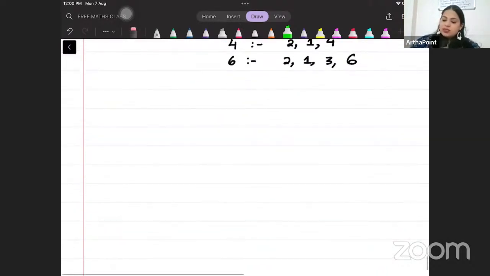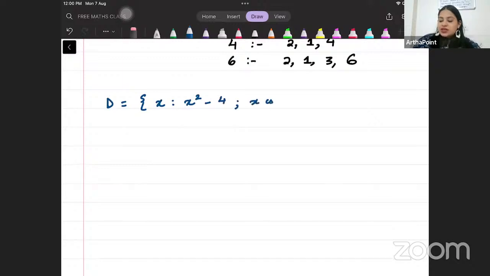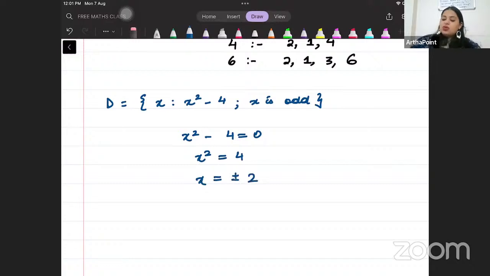Let's come to the next example now. D. D says x is such that x square minus 4 is 0, but x is odd. Then beta, this is also an empty set. Why? Because if x square minus 4 is 0, then x square will be 4. Then x will be plus minus 2. So beta, this is even. x is not odd. So this is incorrect. ठीक है जी, clear हो गई एकदम बात.